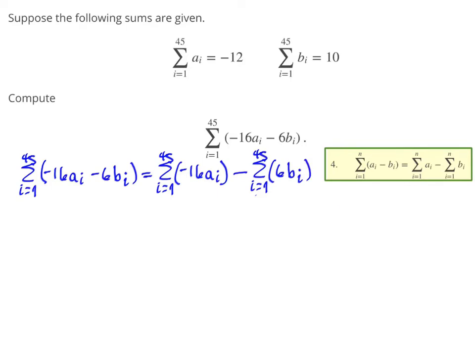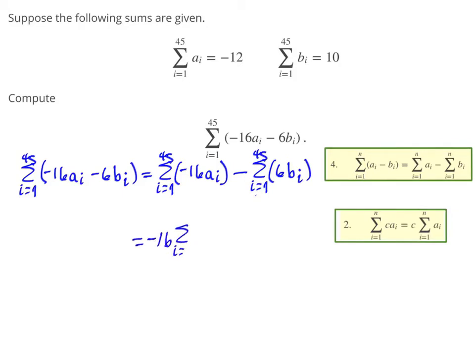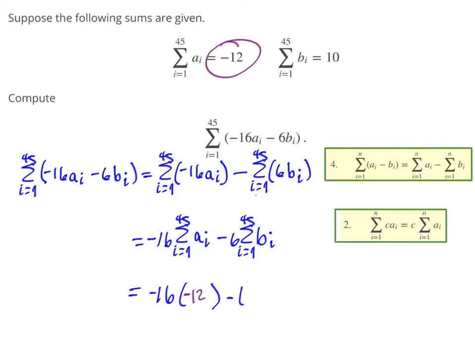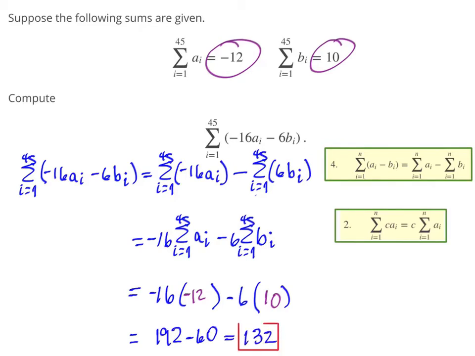And now we can use the distributive property on each of the two sums that we have. So rewrite the first one as negative 16 times the sum from 1 to 45 of a sub i. And the second one, pull out the 6, and we've got 6 times the sum from 1 to 45 of b sub i. And now we can use the two sums that we were given. So we've got negative 16 times negative 12 minus 6 times positive 10, and that gives us 192 minus 60, or 132.